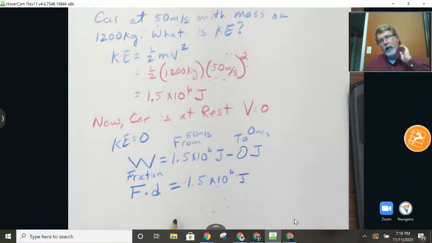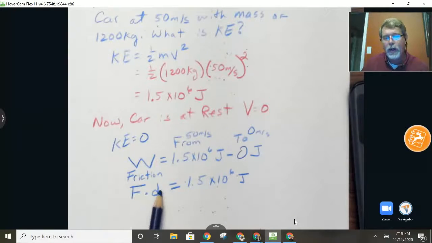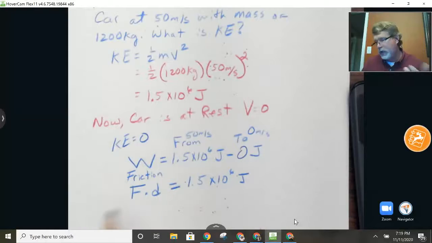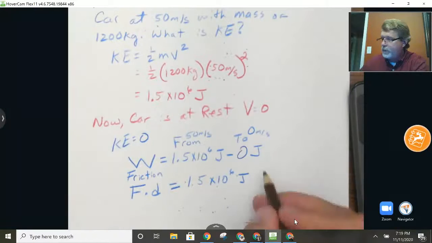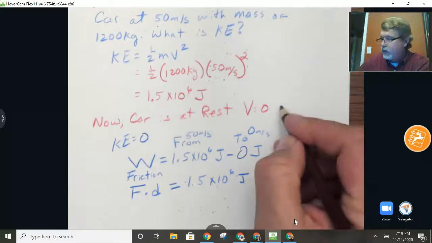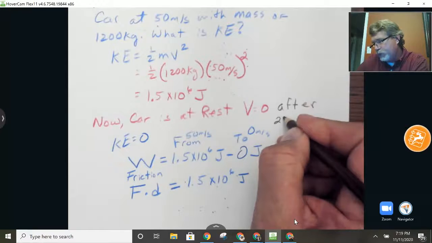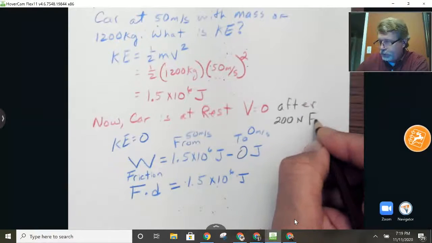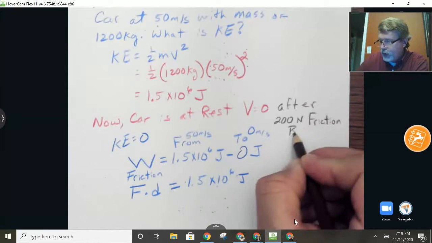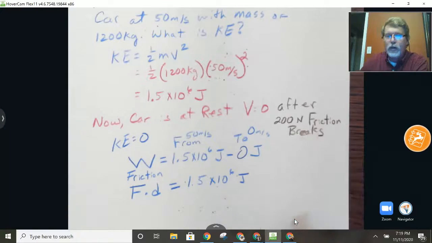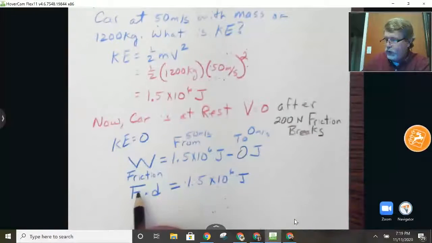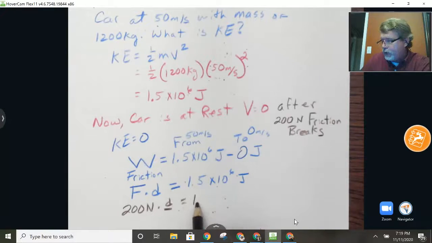So at this point, we can use another number. We can decide how much force it would take to stop the car or how far the car would travel. So I guess we can just go ahead and make up a number here and go. The car is at rest after 200 Newton friction, or the brakes were applied. So if it takes 200 newtons, how far would the car travel with this change in energy?